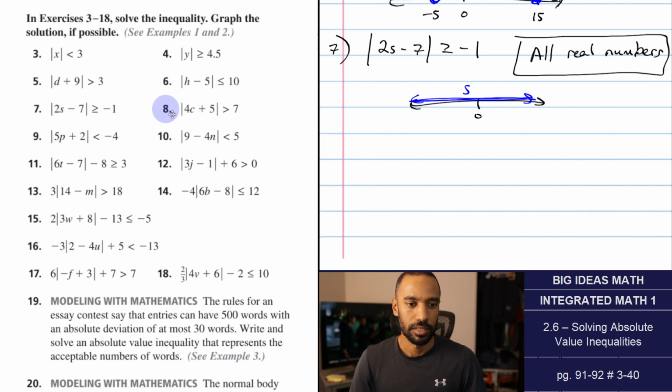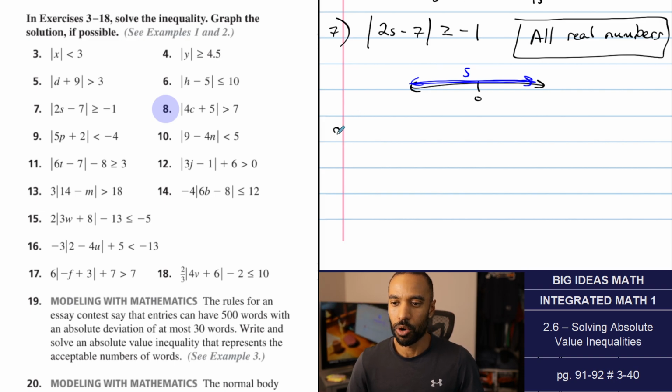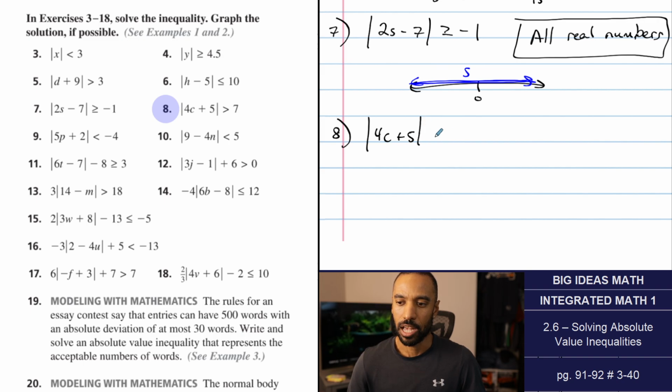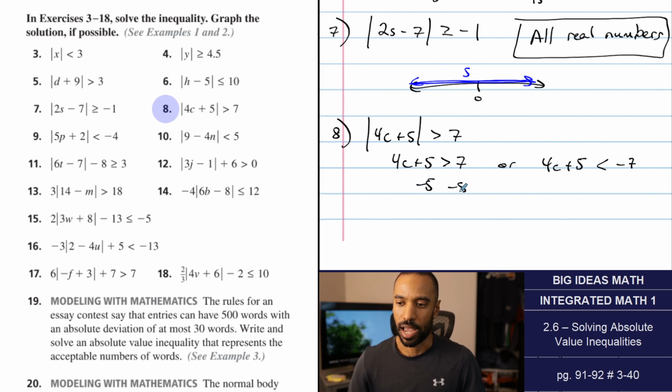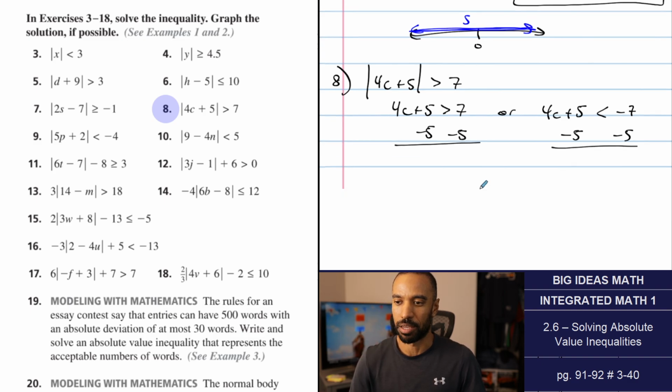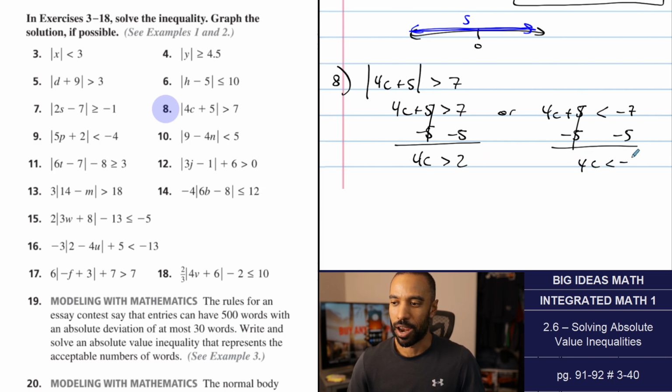Number 8, even though it's still infinite, is a little less than all real numbers, a little more particular, a little more filtered. As we're greater than 7, we must be 7 units outside in either direction, greater than the 7 or less than the negative 7. Let's solve them. Subtract 5. And you notice on these, I'm kind of treating them all as the same thing, because we're really just doing the same steps, so I'm comparing them as I go.